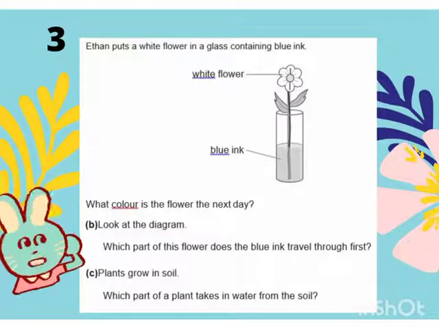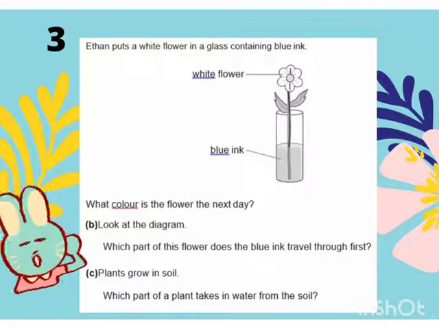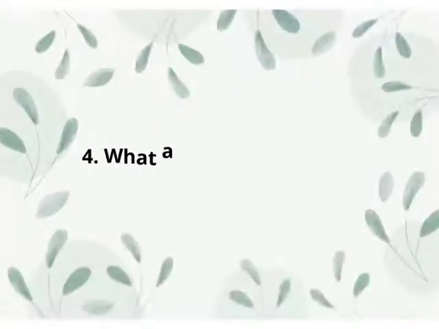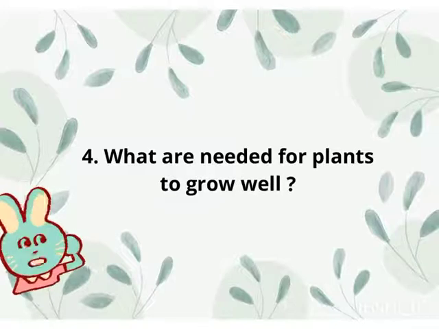Yes, Elmo, you're right. The color of the flower the next day is blue. And which part of this flower does the blue ink travel through first? Yes, that's the stem. And which part of the plant takes in water from the soil? That's the root. Correct. Good job, Elmo. Thank you. And the next question, what is needed for plants to grow well? Yes, Liana, you're correct. There are carbon dioxide, sunlight, and water. Good job, Liana. Thank you.